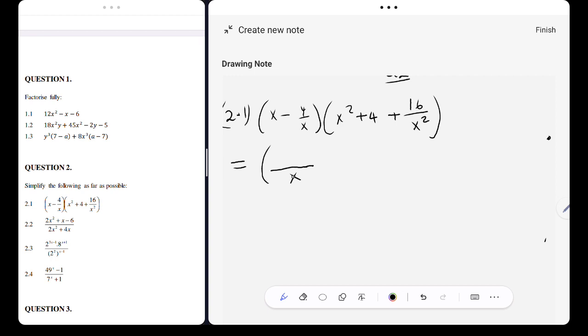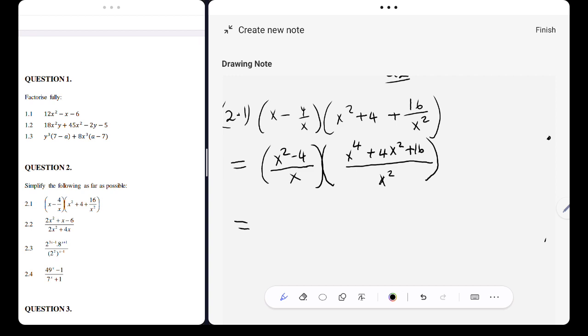Here, if the LCD is x, that means I'll have x squared minus 4, and then here the LCD is x squared. It simply means I'll have x squared, no, rather x to the power 4 plus 4x squared plus 16. Are we together? And then what do I have?